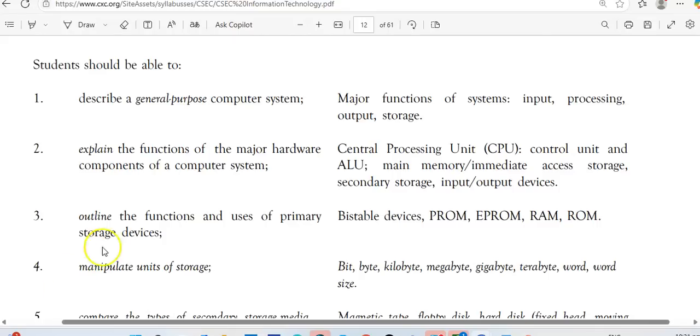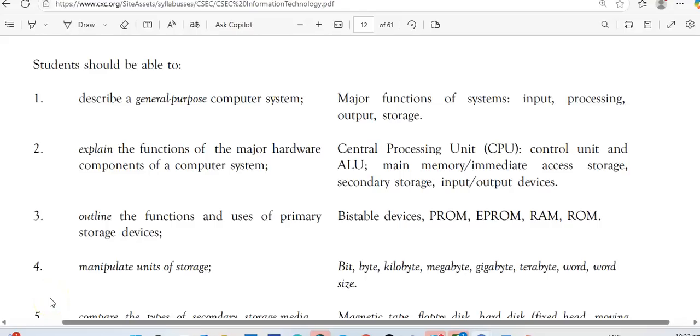All right, so what are the functions of PROM? P-R-O-M. What does that abbreviation mean? Now, if you're doing your IT exam and on the paper you see the abbreviation PROM, it means Programmable Read-Only Memory. This is a type of non-volatile memory that can be programmed once by the user. So it's a type of memory that can be programmed by the user.